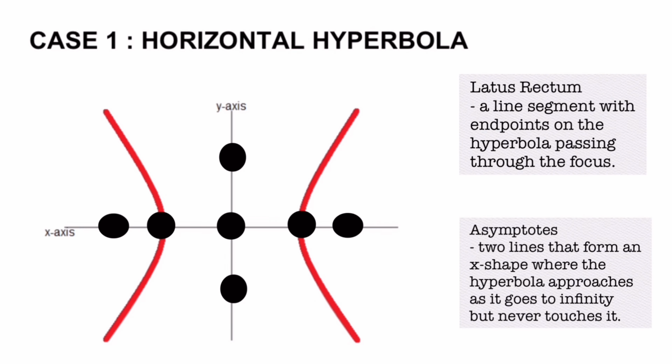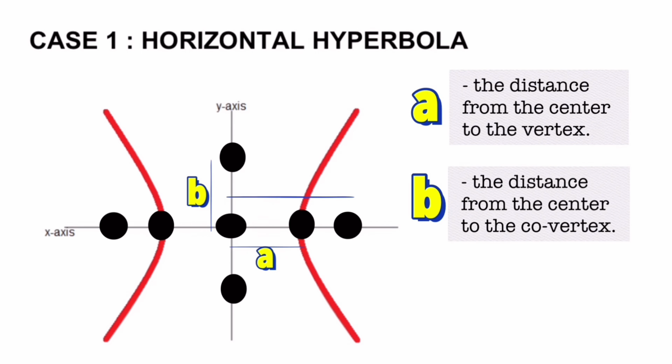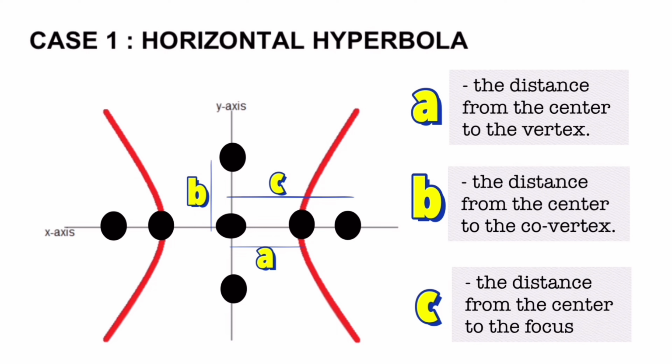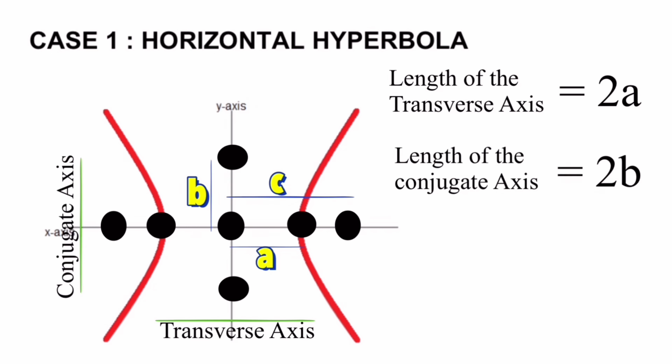Now let's look at some important lengths of a hyperbola. The first is the distance from the center to the vertex, represented as letter a. The distance from the center to the co-vertex is represented as letter b, while the distance from the center to the focus is represented as letter c. From here, we can say that the length of the transverse axis, from one vertex to the other vertex, is 2a, while the length of the conjugate axis, from one co-vertex to the other co-vertex, is 2b.